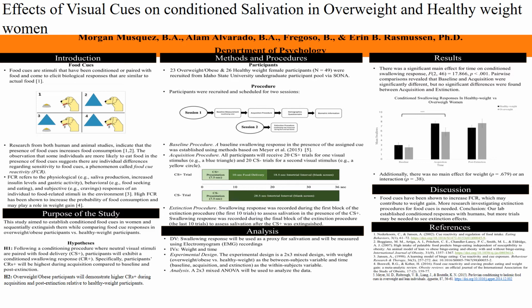The dependent variables were swallowing responses that were measured using the EMG apparatus, and the independent variables were the weight category of obese or healthy, and the time, which was either baseline, acquisition, or extinction phase. We used a 2x3 mixed design with weight category as the between-subjects variable and time as the within-subjects variable. A 2x3 mixed ANOVA was used to analyze the data.